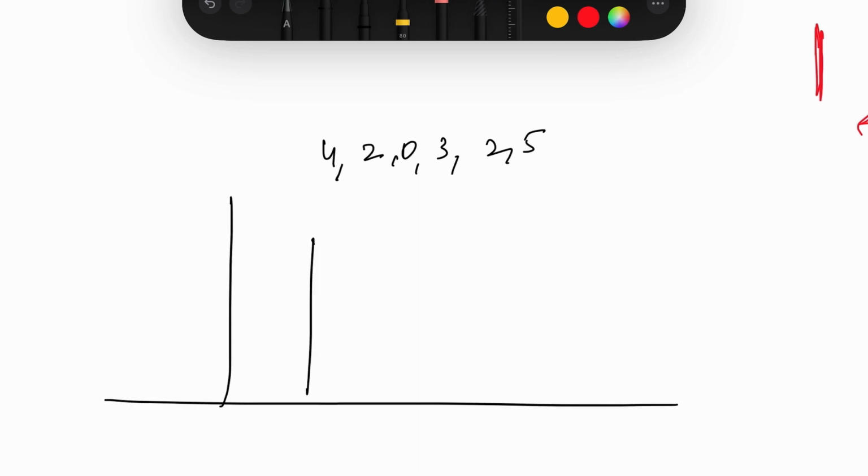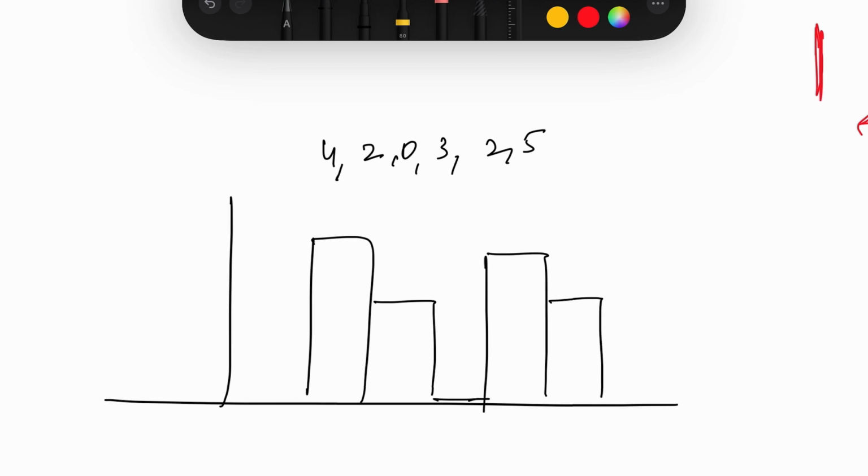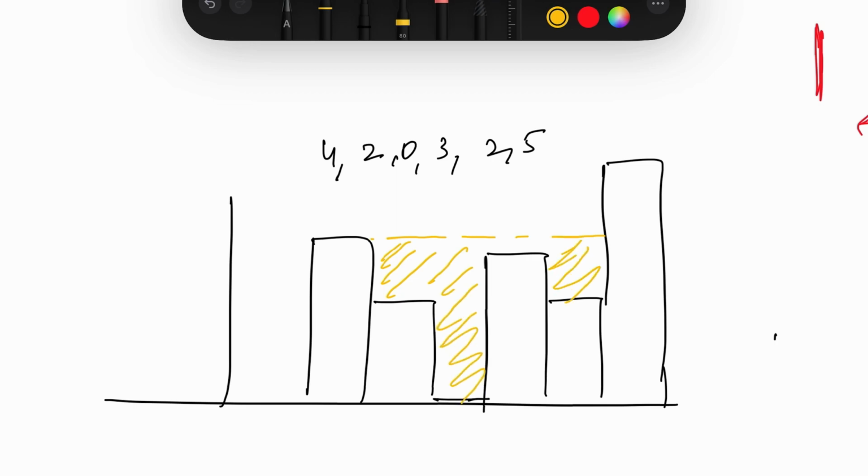let's say the example is something like 4, 2, 0, 3, 2, 5. If I draw this, let's say this is 4, so this is going to be 2, this is 0, this is 3, this is 2 again, and this is 5. We can easily see that this is 3, this is 4, so 4 and 5 will be contributing to the rainwater trapping, and this much area will be filled with the water.